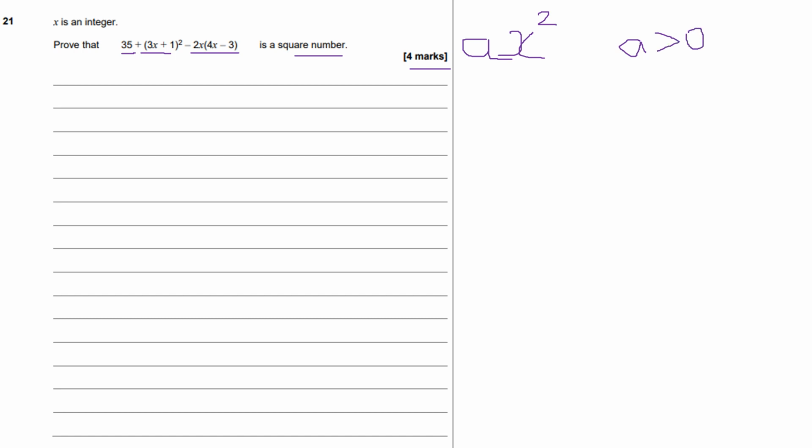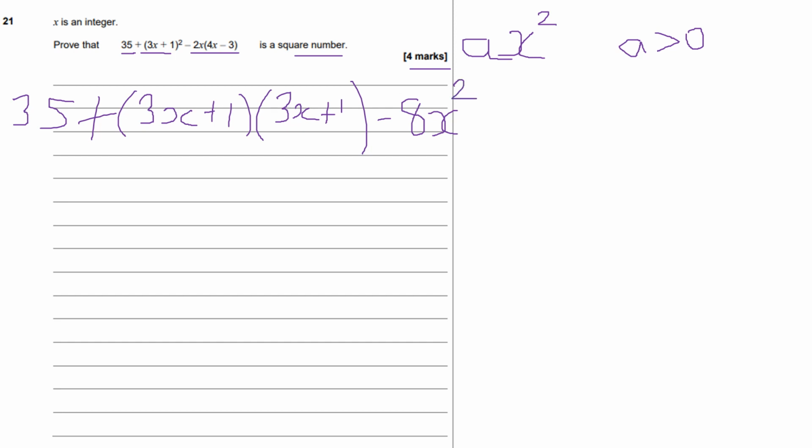So expand this. I'm going to have 35 plus (3x plus 1) times (3x plus 1). I'll expand that last bracket separately to make it easier. Then I'm going to have minus 2x times 4x here, so that'll be minus 8x squared, because minus 2 times 4 is minus 8, and x times x is x squared. Then negative 2x times minus 3 goes to positive 6x.